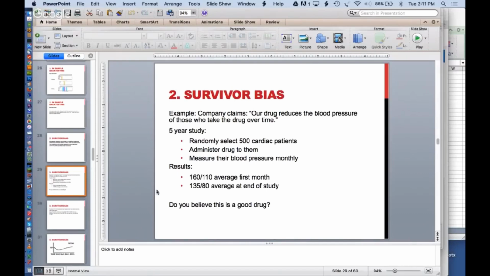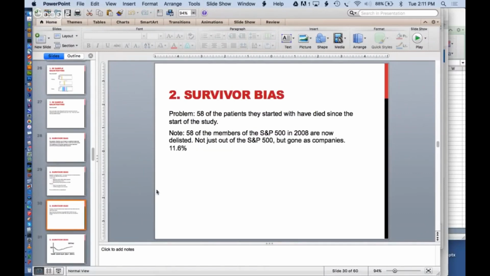But what if I were to tell you that 58 of those 500 patients died during the study? And what if I further told you it was the ones with the high blood pressure? So at the end of the study, we're only testing the people who lived, right? And in some sense, they're guaranteed to be in better health than the ones that died. So it's a survivor biased test. We're only testing the ones who survived.